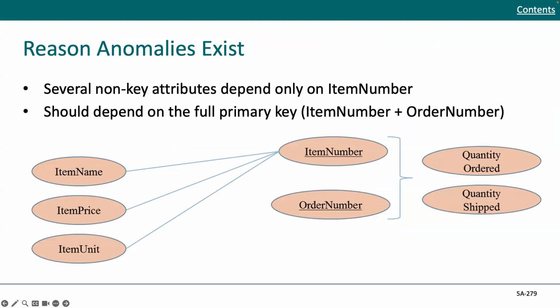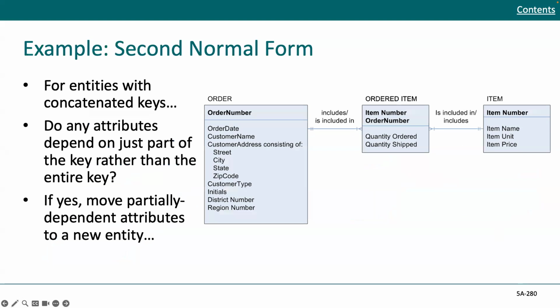So here are reasons anomalies exist. Several non-key attributes depend only on an item number. There should be dependence on the full prime key, which is the item number plus the order number. And so this is a scenario that we want to be thinking about.